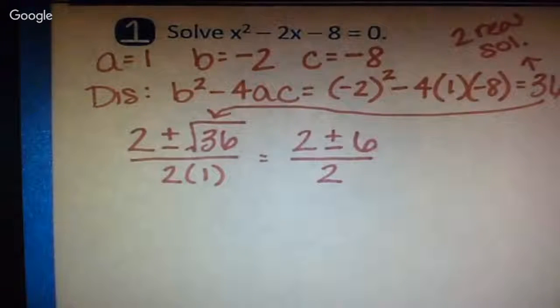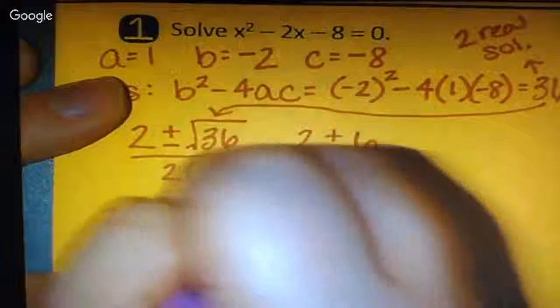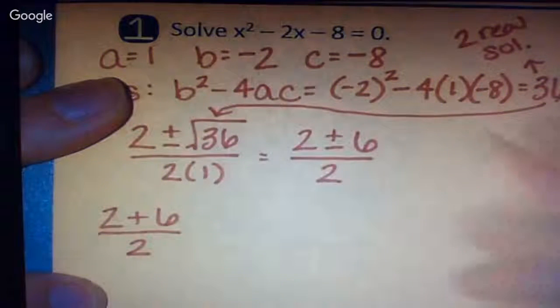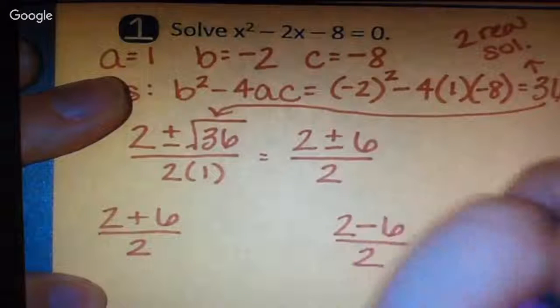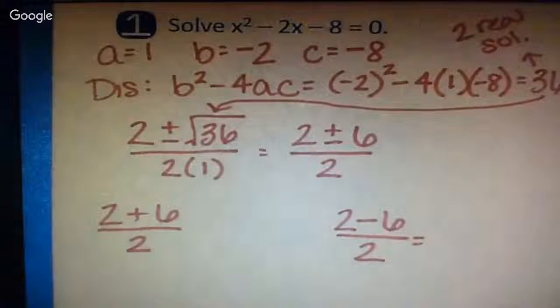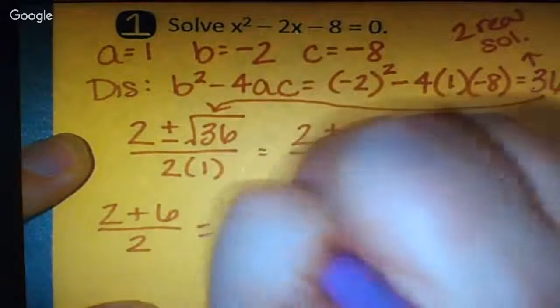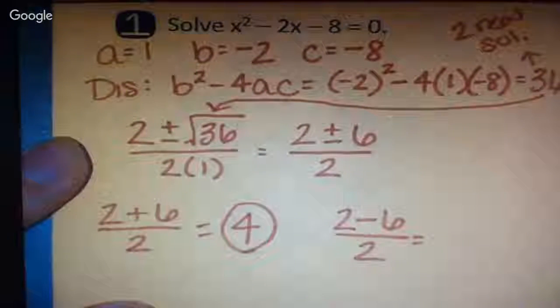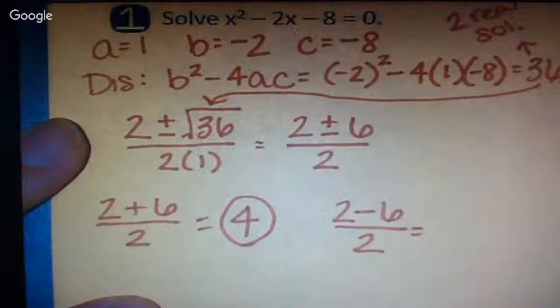Now we split it into the 2 answers that we need. So I've got 2 plus 6 divided by 2, and I've got 2 minus 6 divided by 2. Well, what's 2 plus 6? 8. Divided by 2 is 4. When we get the answer, 2 minus 6 is -4. Divided by 2 is -2.